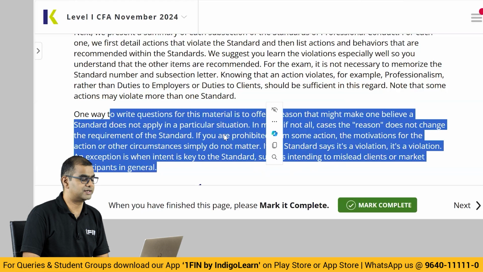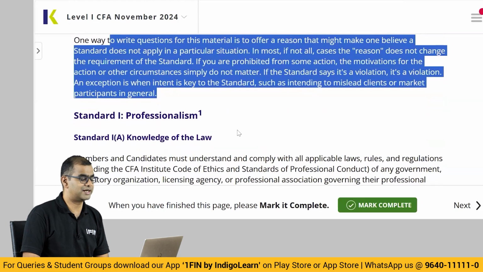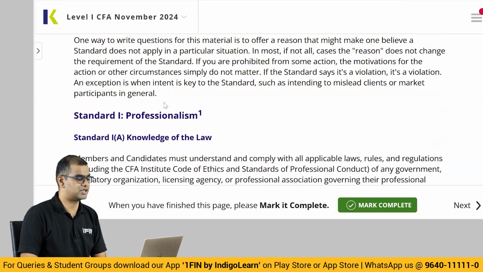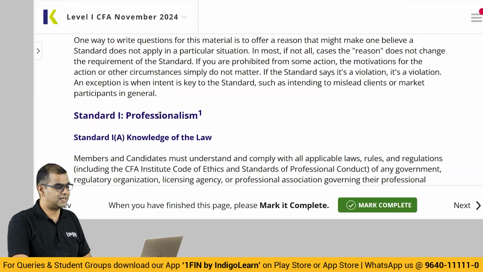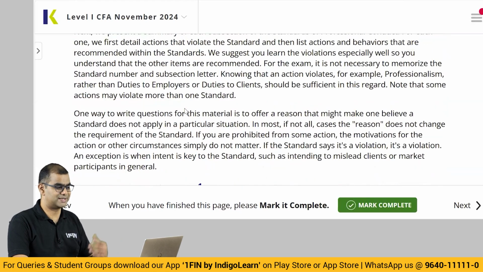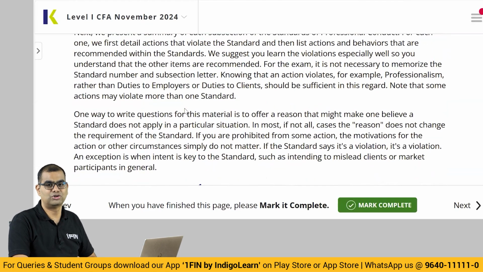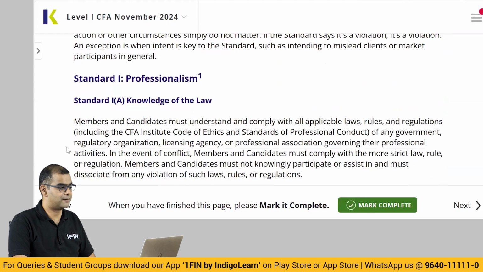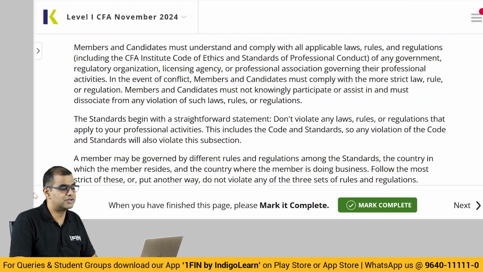An exception is when intent is key, such as intending to mislead clients or market participants in general. Okay, so we'll keep that aside. Now let us come to the first standard, because they basically said how you should look at these questions, how cases are going to be structured. Okay, let us look at the first one. What is the first one?